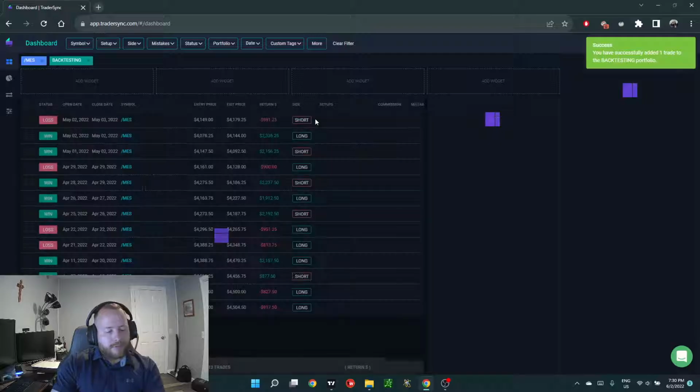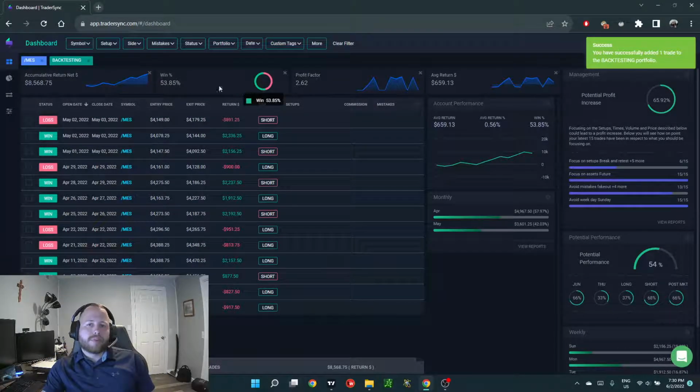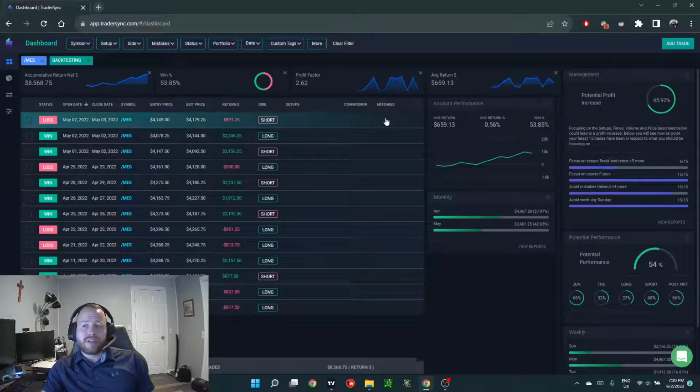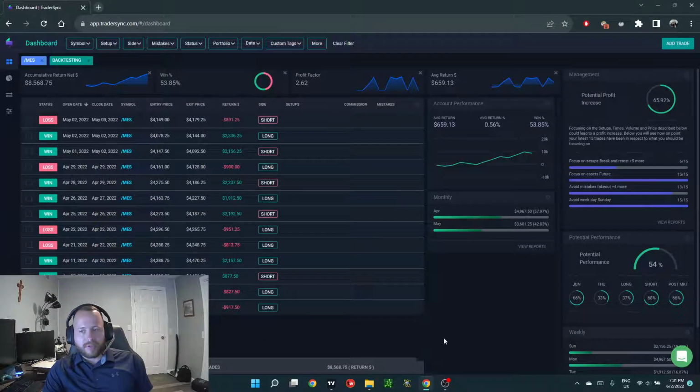Let's look at our final stats so far. We have a 53% win rate, profit factor of 2.6. I'm pretty happy with that. Average return of 659. I'm assuming that's average return per trade. And accumulated return of $8,568 so far. So there you have it. Pretty nice so far. It's logging 13 trades. Of course, that's a different amount of executions, so we'll keep that in mind.